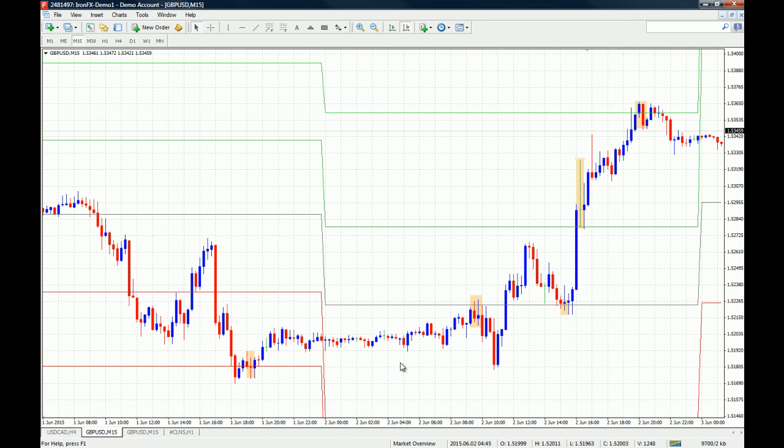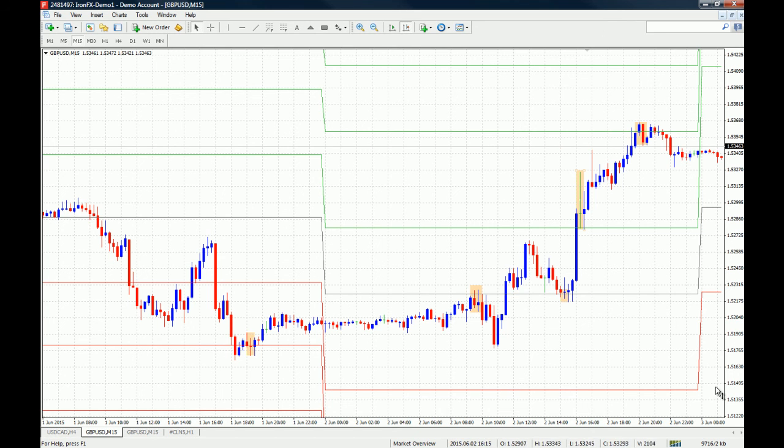But I mean, the market was trading so thinly that I would have waited for a move to the upside or to the downside to the daily support 1.